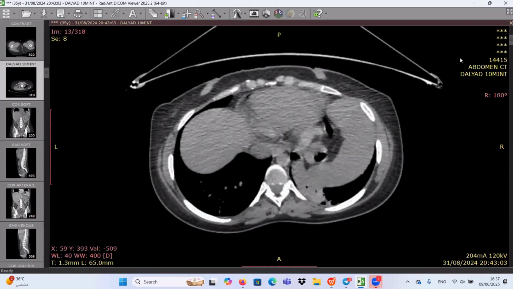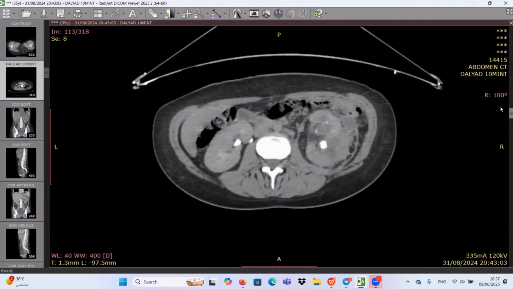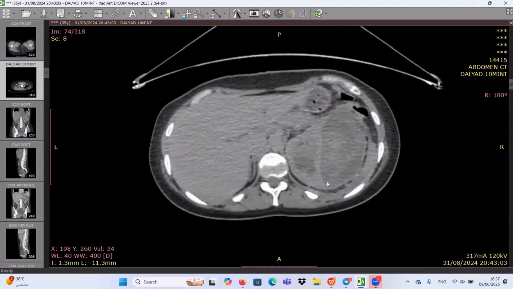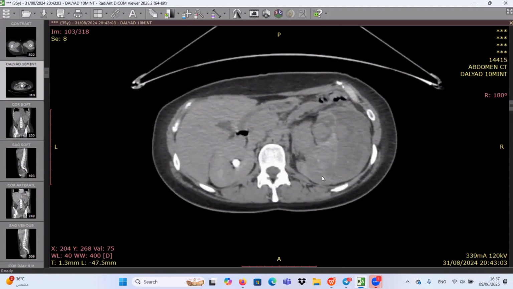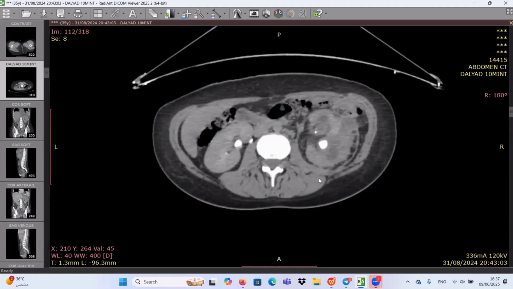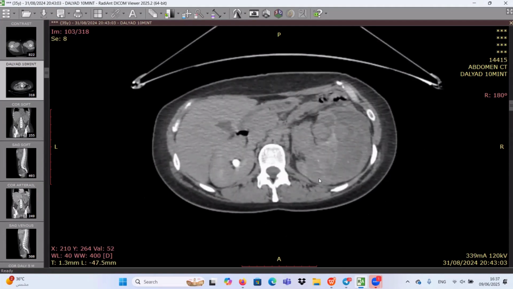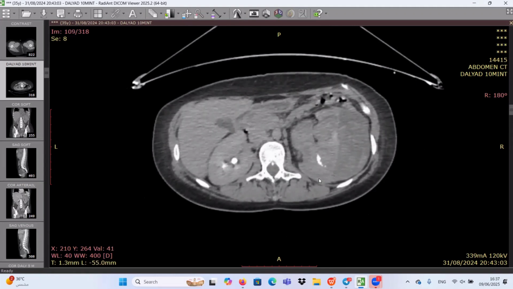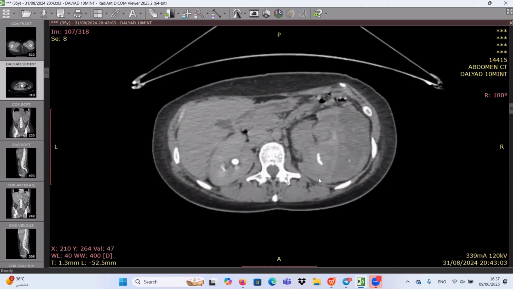Let's go to see the delayed phase. We did the delayed phase to search for any contrast extravasation from the kidneys. And we didn't find any contrast extravasation because the kidney itself didn't excrete the contrast medium. Do you have any explanation? We have calyceal rupture for sure as a complication of ESWL with a large subcapsular hematoma, but the kidney didn't excrete the contrast media. Do you have any explanation?